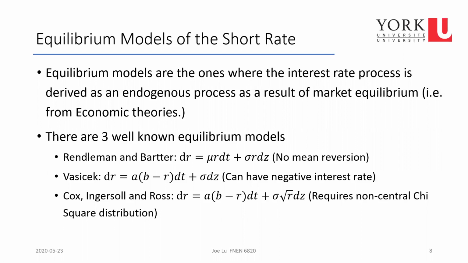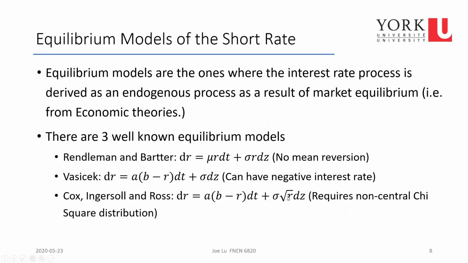And so if you learn economic theory, you will actually be in touch with a number of the equilibrium models. Now there are three main ones. One is the Rendleman and Bartter. So this is basically a log normal process for the interest rate, the instantaneous short rate. And I have a bracket here that says no mean reversion.